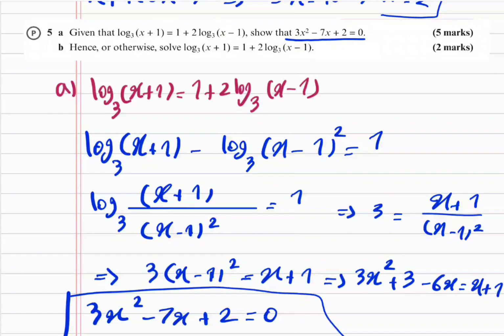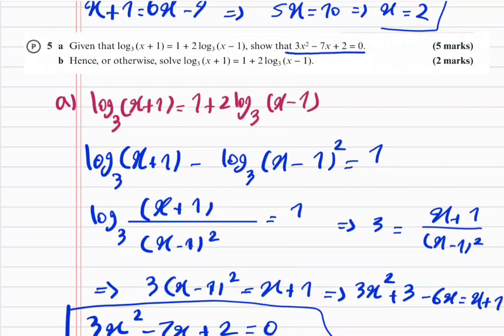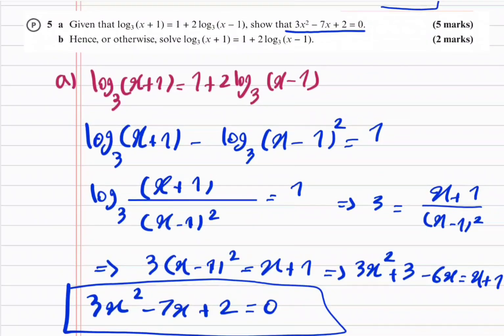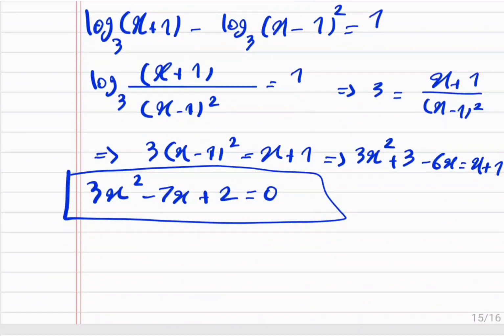Now in part B, we want to solve this equation. We've already done most of the work. We just now need to solve this quadratic, and this is a simple factorization. We can also use the quadratic formula, but maybe it's quicker to use the factorization here. So we use the AC method.